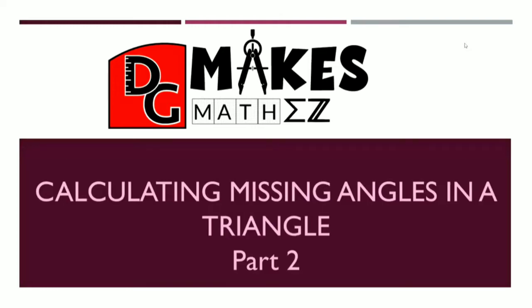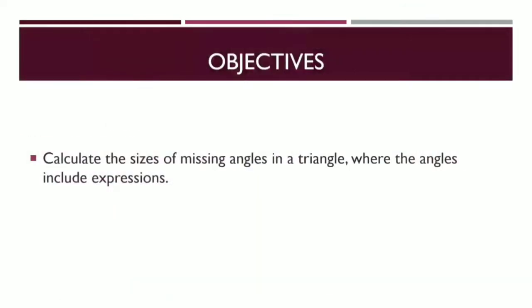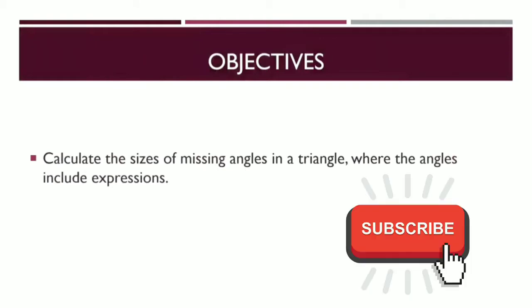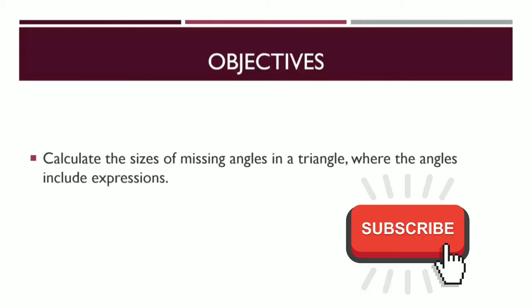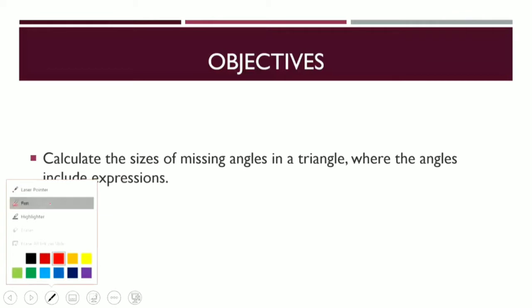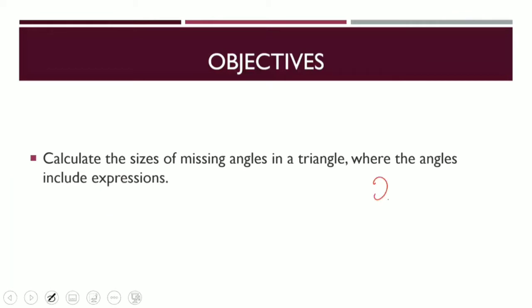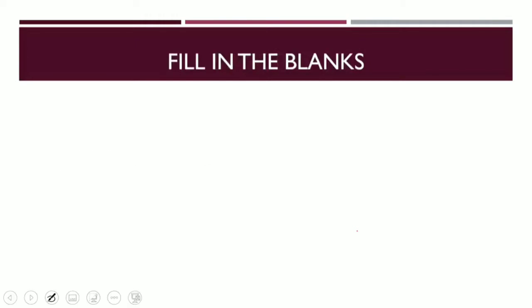So part 2, what does part 2 of this topic focus on? We're going to be looking at finding missing angles in the triangle, but this time we're going to be including expressions. And I think you know what expressions look like. For example, we can say an angle measures 2x, where x is a certain number of degrees, but we'll get there. Or an expression like 3p minus 2, etc. All right, so that's what we'll be focusing on today.